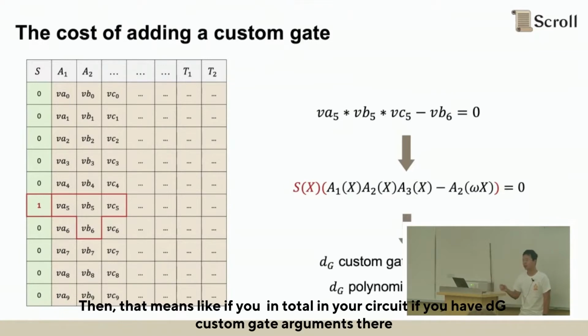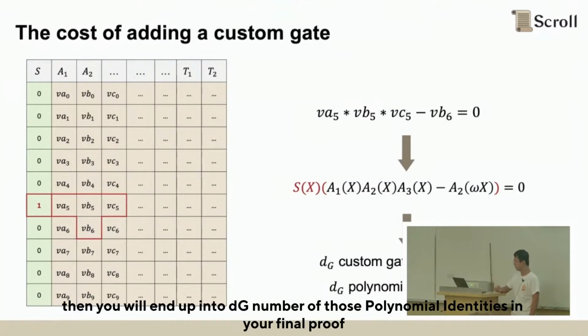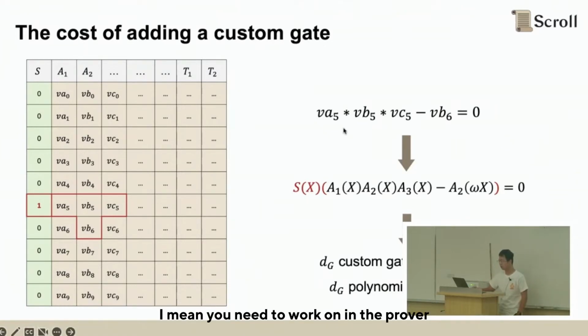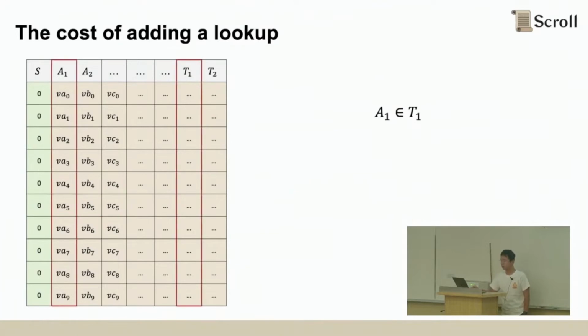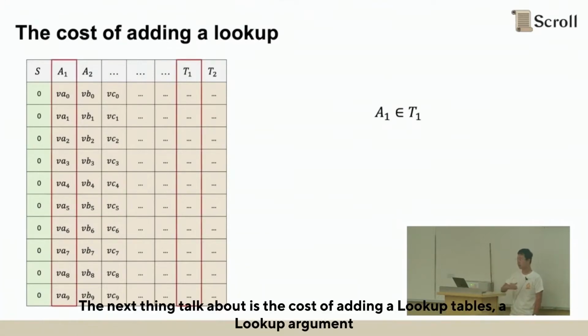Okay, so that means if in total in your circuit you have dg custom gate arguments, then you will end up with dg polynomial identities in your final proof that you need to work on in the prover. Okay, next, we'll talk about the cost of adding a lookup argument.